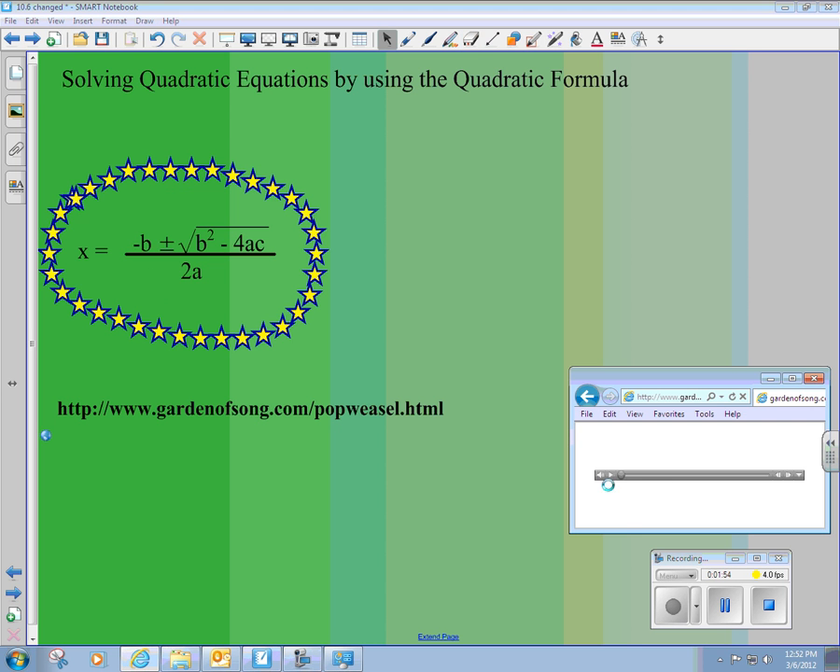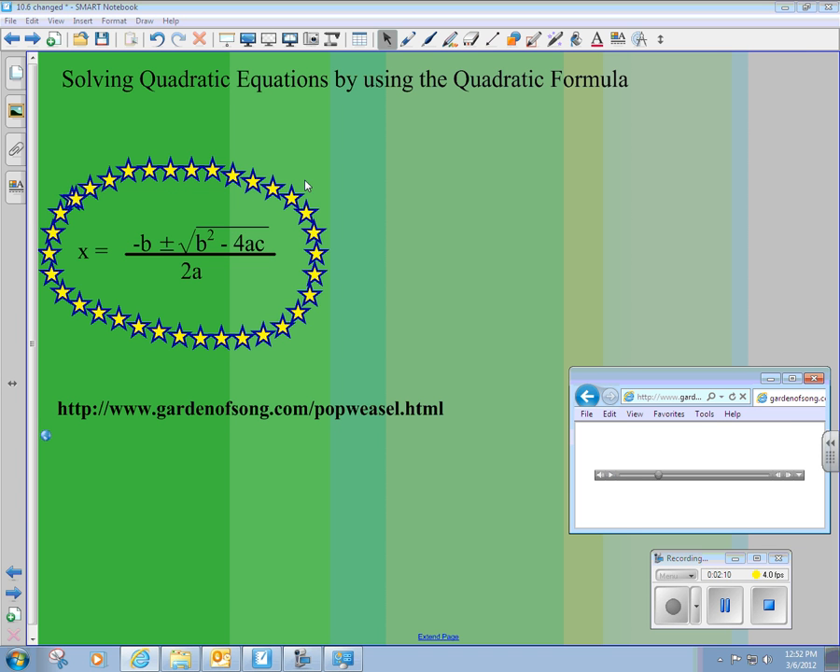But here we go. So x equals negative b plus or minus the square root of b squared minus 4ac all over 2a.